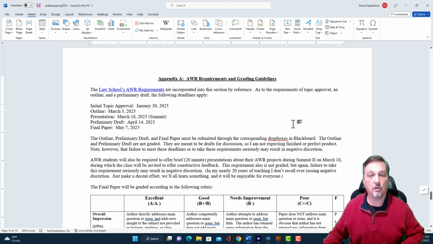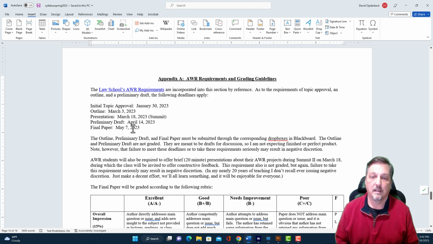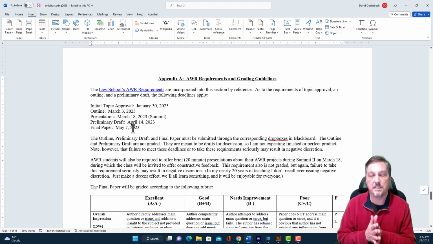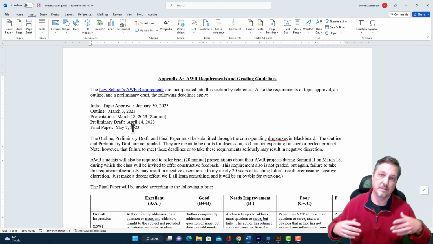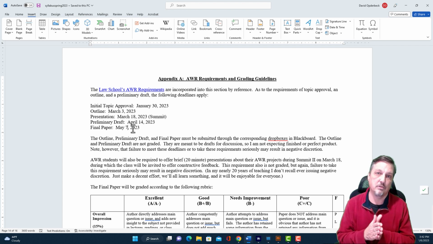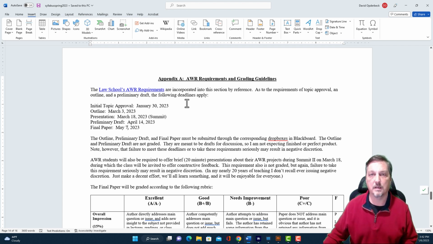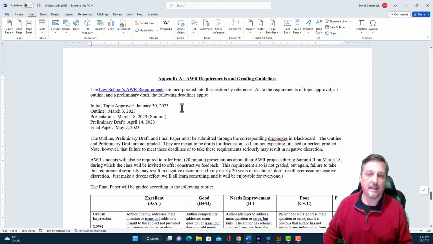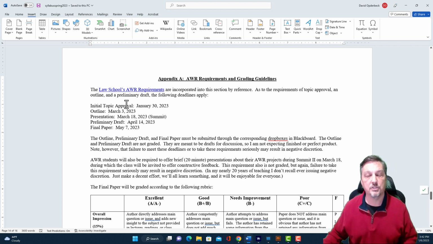Now on this list, the only thing that is going to be graded is the final paper. However, these other things need to be completed in a timely fashion for me to look at and grade your final paper. And really all these things are set up to help you complete the AWR. The AWR is a big project, and this kind of thing keeps you on track, and it helps me give you feedback along the way.